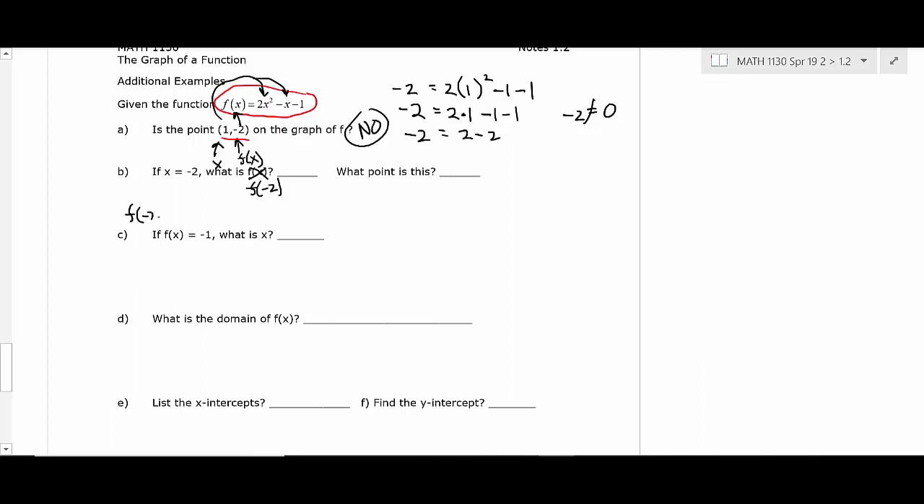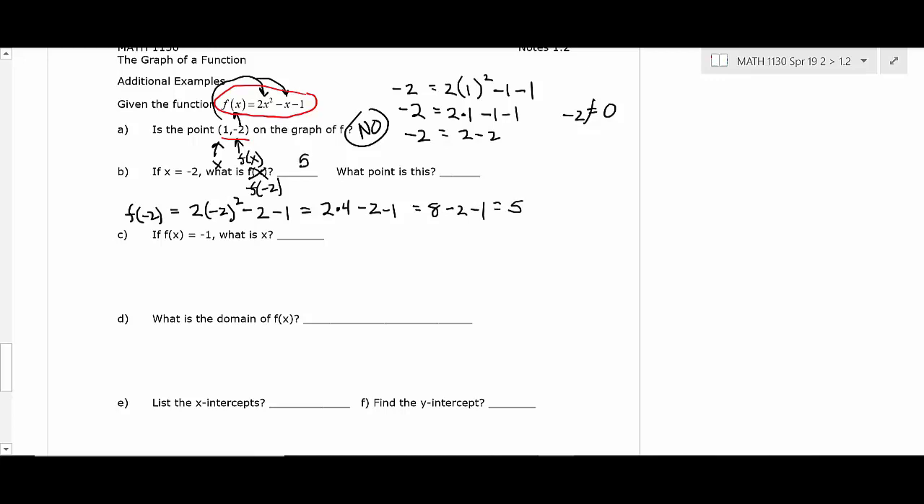You just plug in -2 into the function, and then you evaluate it. So we'll take the function, and everywhere I see an x, I just work out the arithmetic like that. So that's going to be, it looks like, 2 times 4 minus 2 minus 1. So that's 8 minus 2 minus 1. So it looks like that would be 5.